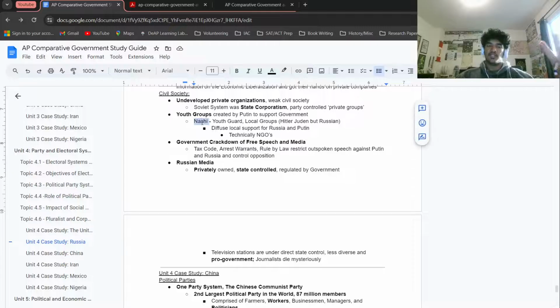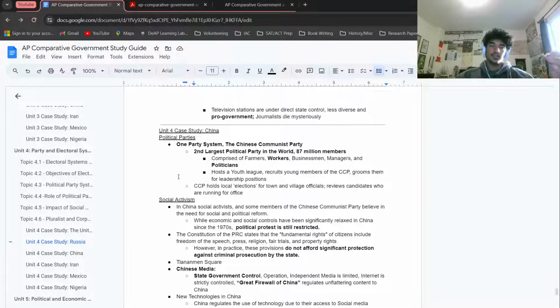And then the Nashi. You don't need to know the Nashi, but it was on the A to Z thing, so it's kind of important that we talk about it. Imagine Hitler Youth, but Russian. It's not actually the Hitler Youth. I just made that up.